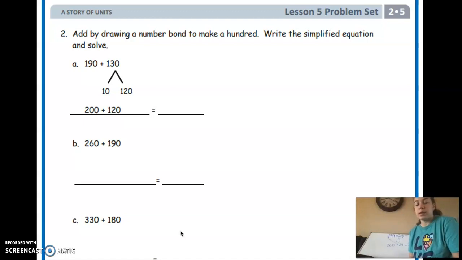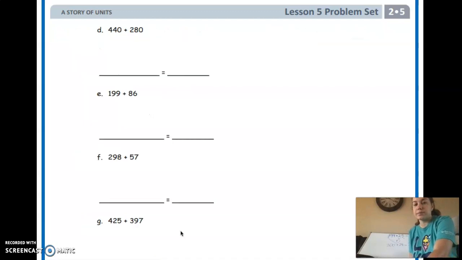And then you're going to do part B the same way. 260 plus 190, and then 330 plus 180. So be careful, because some of those, the one that is closer to 100 might not be on the left like we usually have. Now you're going to do the same thing for D through G. So 440 plus 280. E is 199 plus 86. F is 298 plus 57, and G is 425 plus 397.